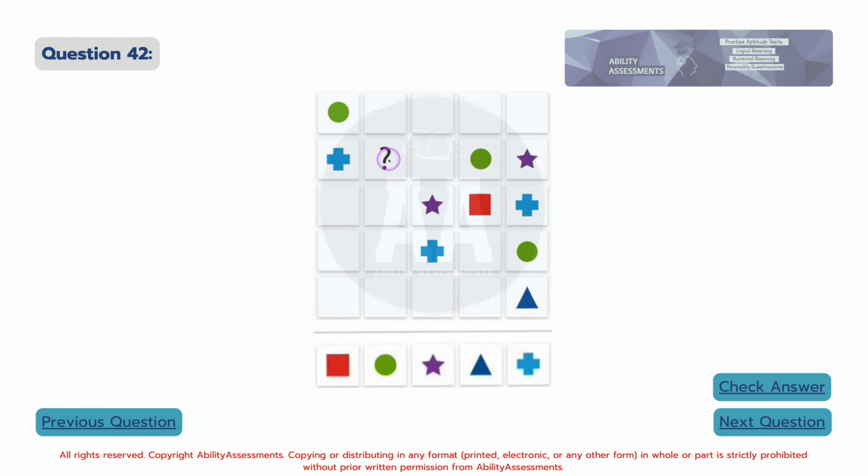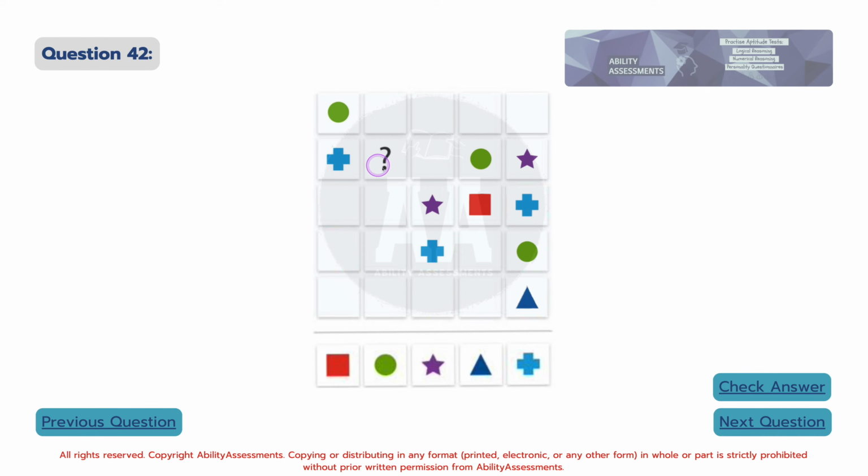So immediately, if we remember the rule that every single column and every single row should only have each shape appearing once. So if the cross appears here, then this cannot be the cross, for example, because we already have it in the same row. So let's cross out the shapes that we know are not going to be the answer.